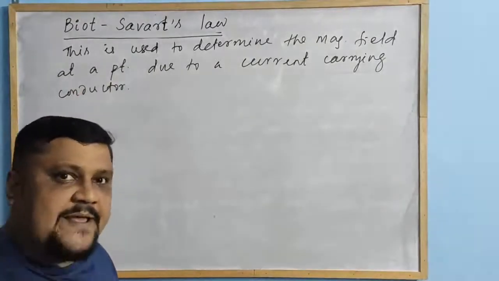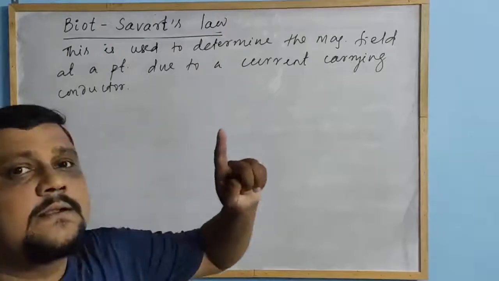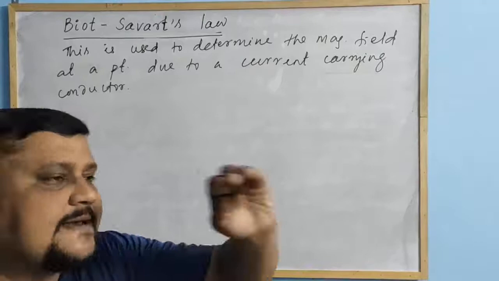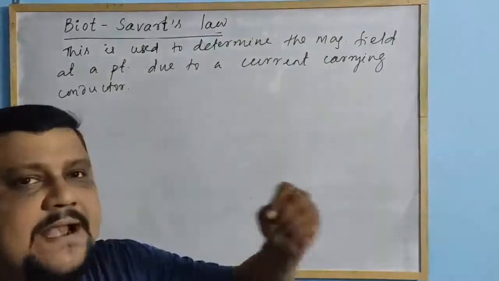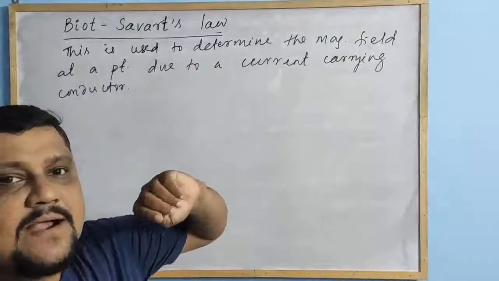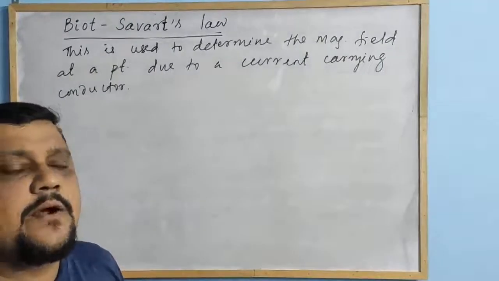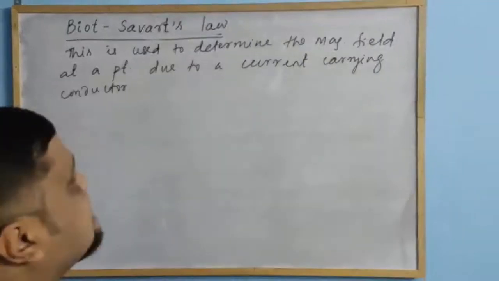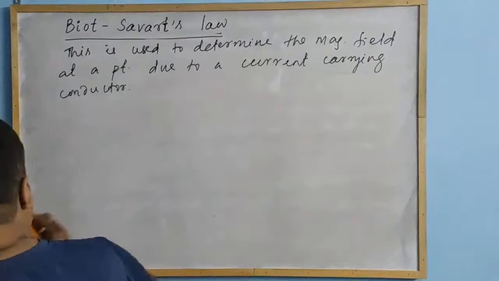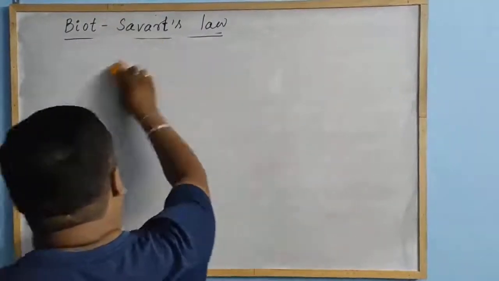So again I am repeating, from Oersted's experiment we know that a current carrying conductor produces a magnetic field. Biot-Savart's law is used to determine that magnetic field: what is the strength of the magnetic field at a point due to a current carrying conductor? Now what does this law state? Maybe I draw a figure, then you can know that.